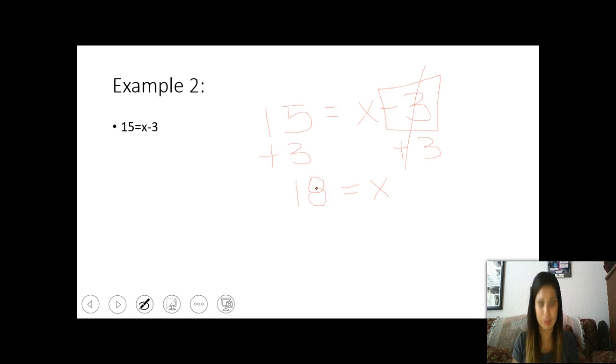Now what the heck does this mean? That means that if I plug it in, 18 minus 3 would give me 15. And that's true. 18 minus 3 is 15. So I know that I have found the correct value of my x.